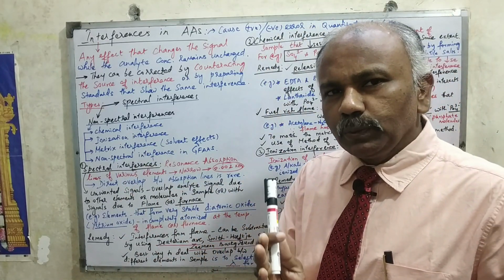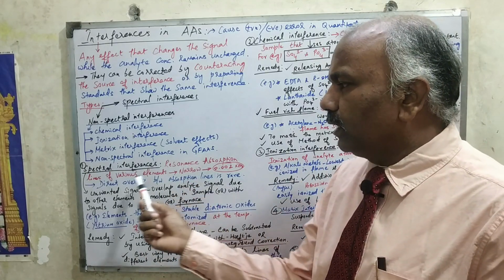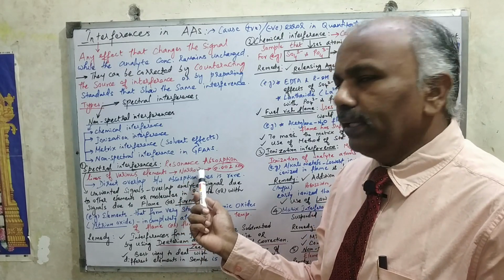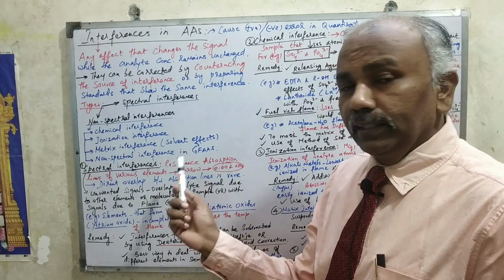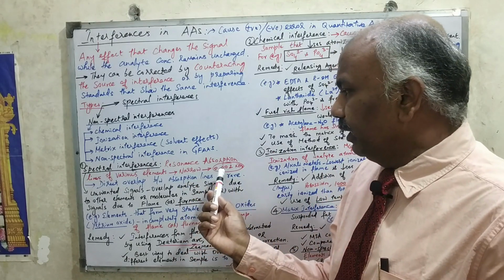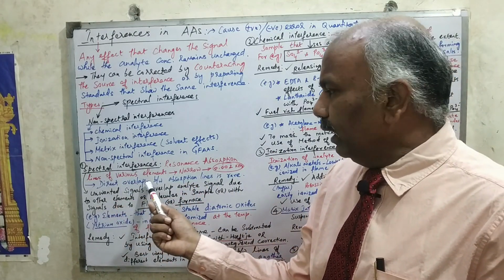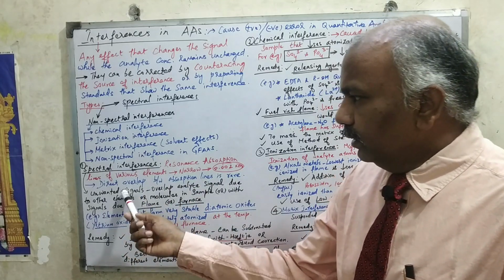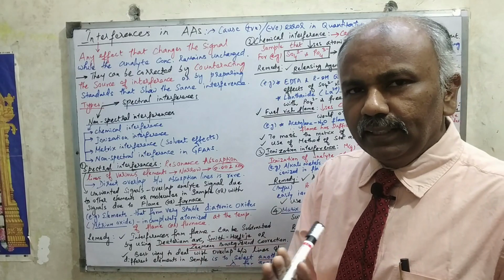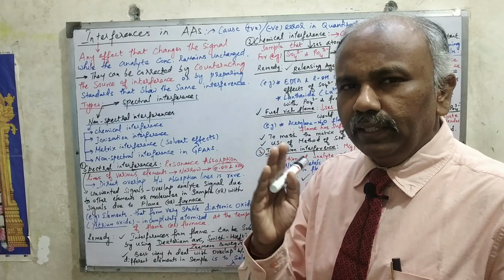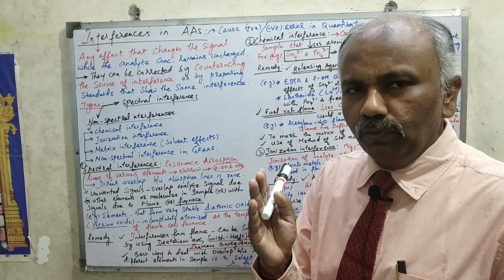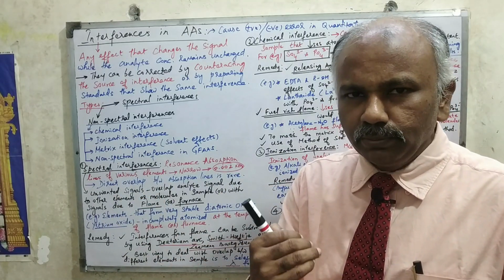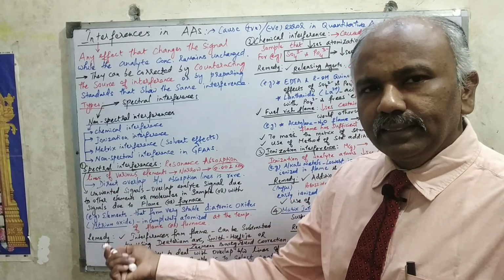Now coming to spectral interference, what do you know about it? Basically, the resonance absorption lines of various elements are narrow, around 0.002 nanometer. So direct overlap between these absorption lines is very rare, right? The spectral interference mostly takes place in atomic emission spectrometry or flame photometry, whereas it is somewhat less in atomic absorption spectrometry. But still we can discuss that.